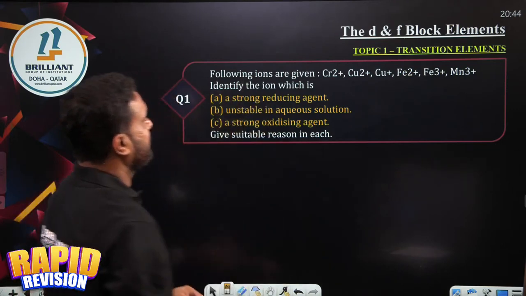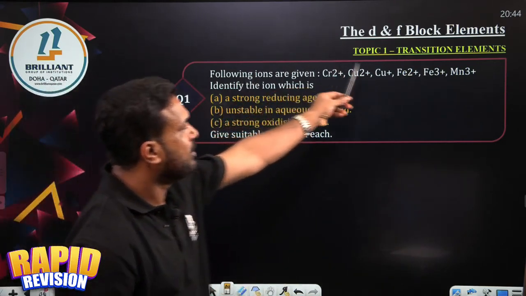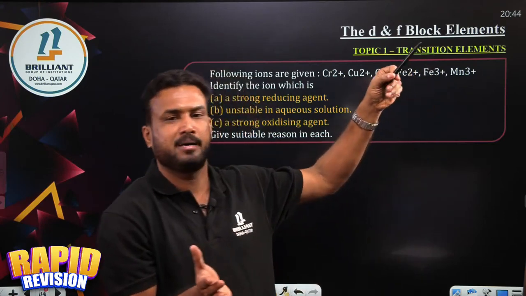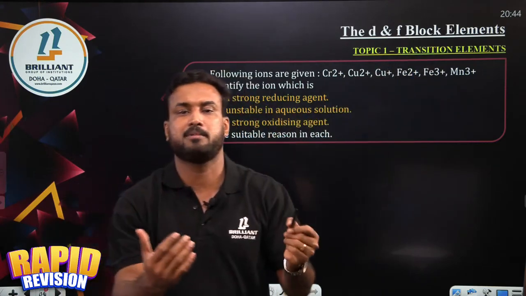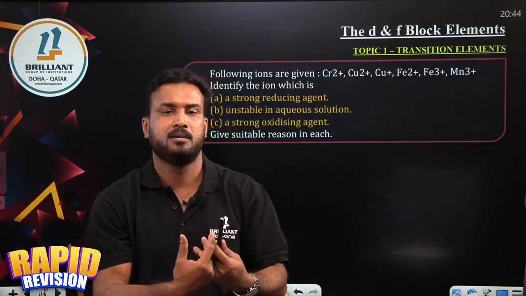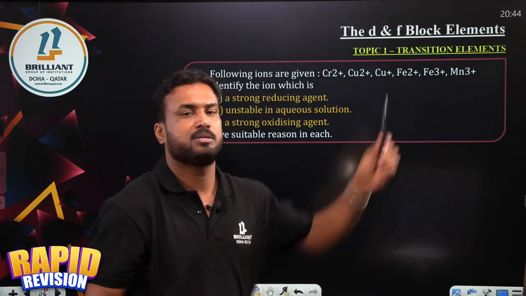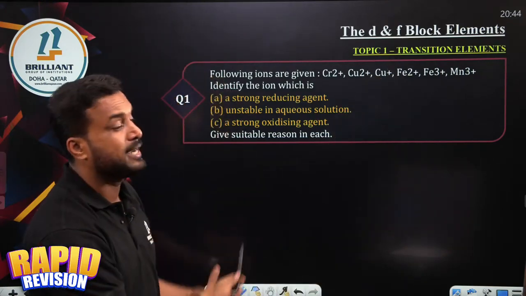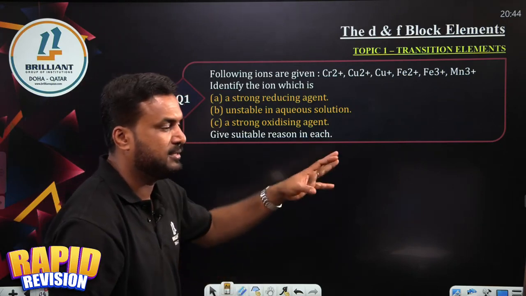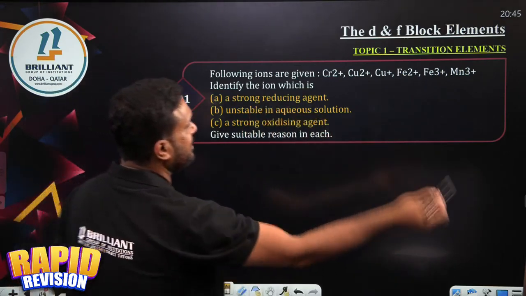See, the question is on following ions. Topic 1 is transition elements. You know that the major part of the questions from this chapter will come as reasoning questions. You know what a reasoning question is. In transition elements, I kept almost all types of questions that you practice, so I think you will get them.